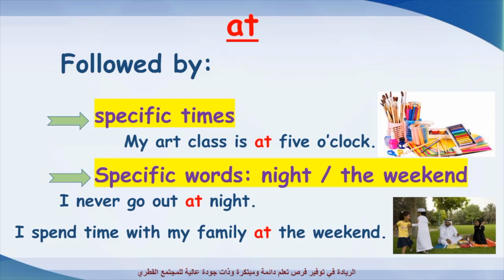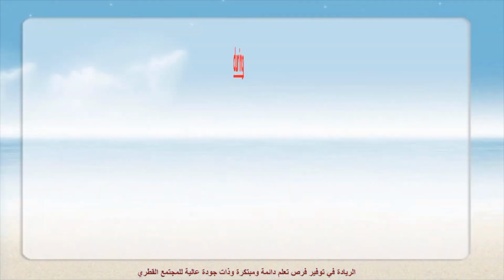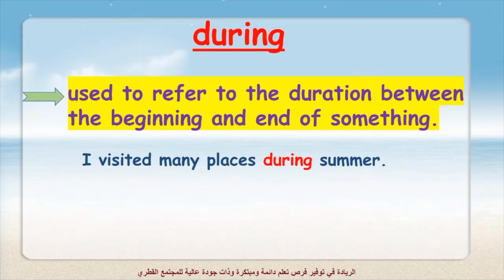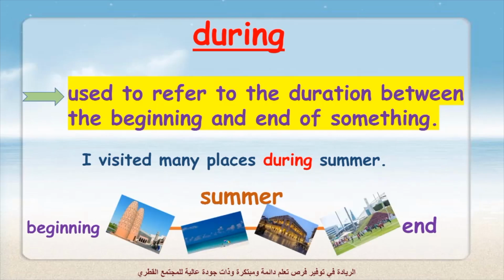Well, let's move on to the preposition during. And this preposition is usually used to refer to the duration between the beginning and end of something. Example, I visited many places during summer. That means I've been visiting places since summer started till it ended. Clear, right?